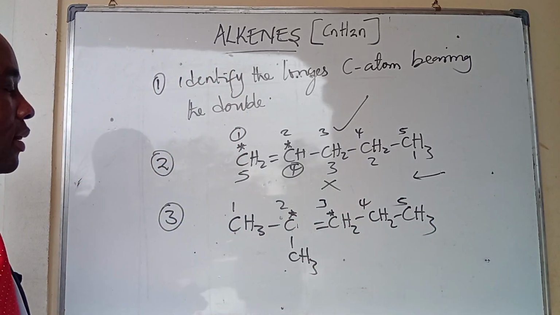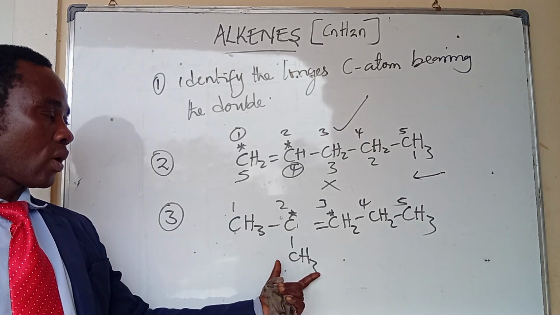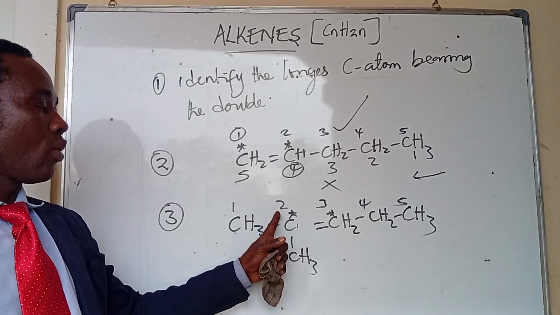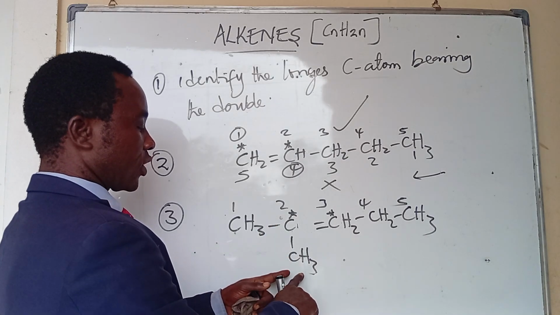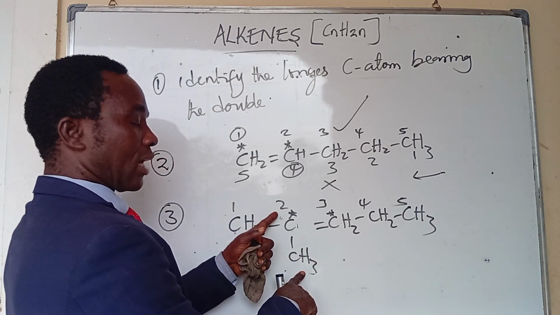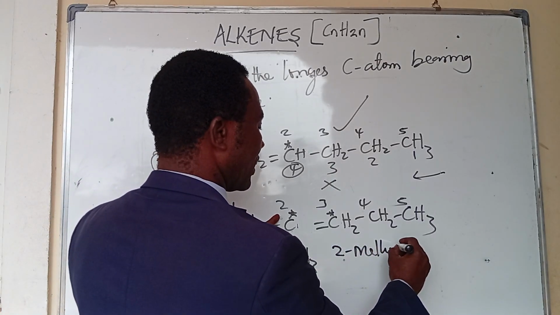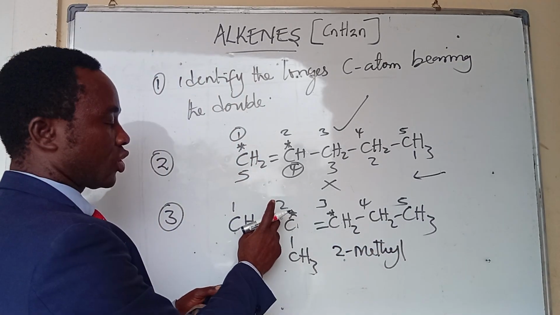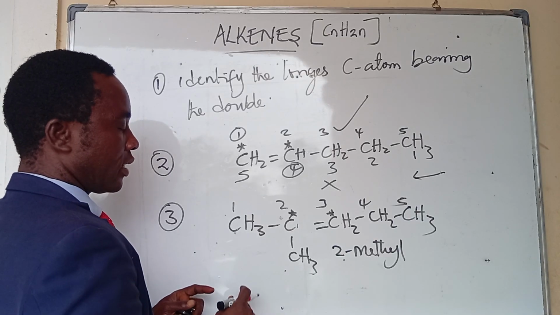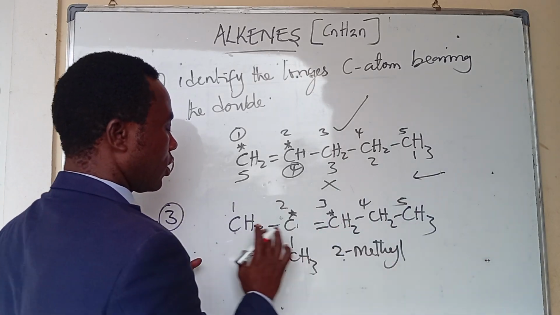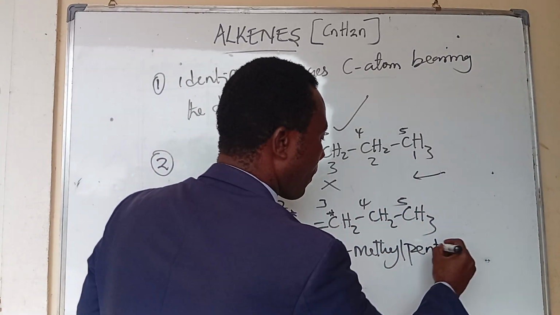So when we are naming, because there is a substituent, we must name the substituent first, indicating the carbon atom where it is present. The substituent is a methyl. The carbon atom is at number 2. So this is 2-methyl. That is telling us that the methyl is placed at position 2. Then what is the longest carbon chain? 1, 2, 3, 4, 5. That is from pentane.